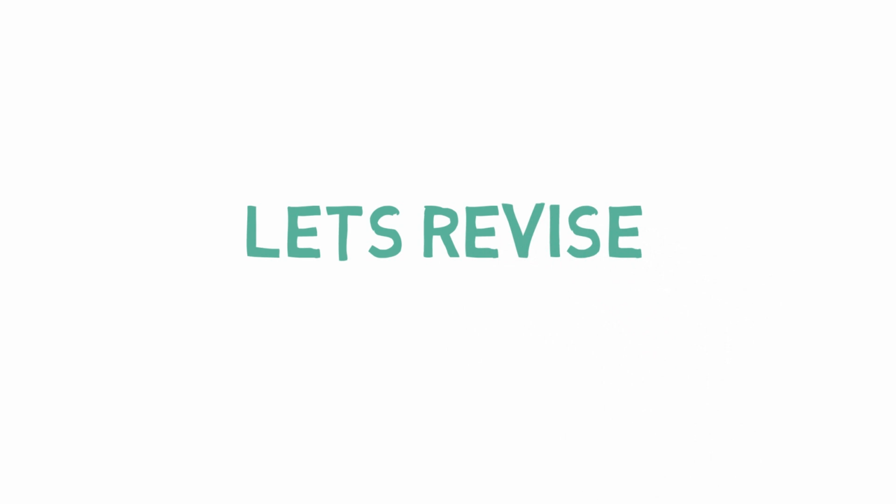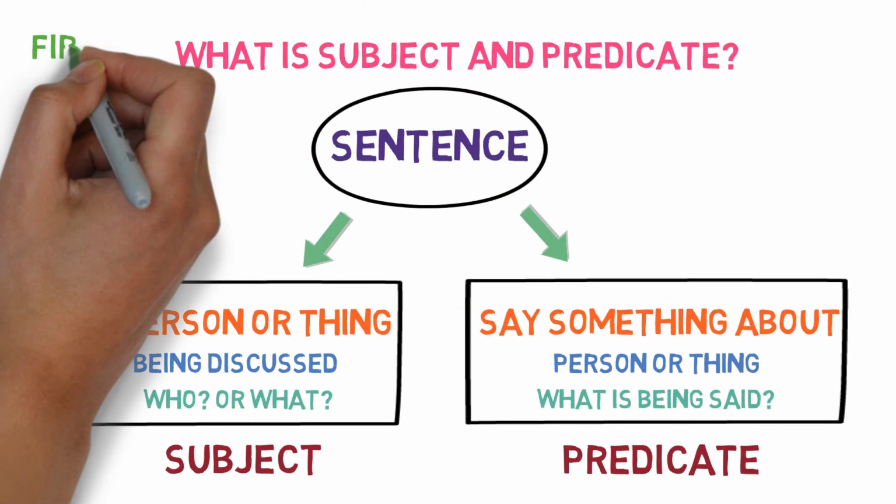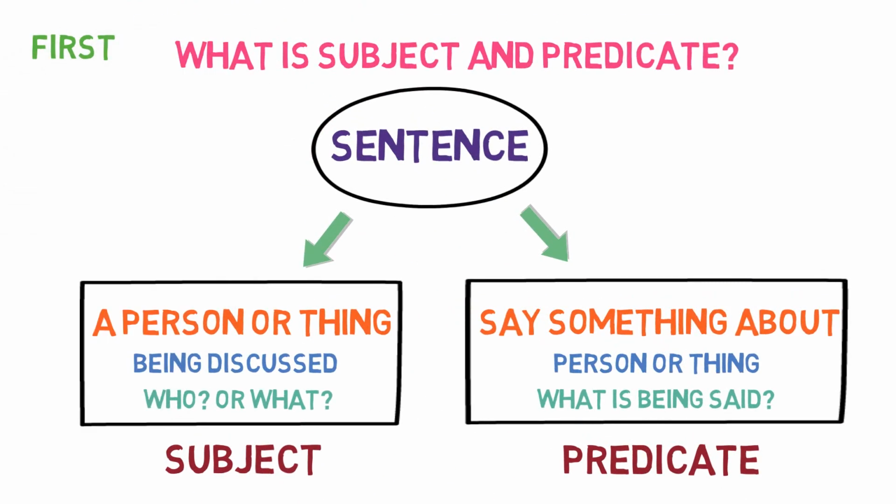That's it in this video. Let's quickly revise what we have learned in this lesson. First, we understood what is subject and predicate. The part of the sentence which tells what or who the sentence is about is called the subject, and the part of the sentence which says something about the subject is called the predicate.